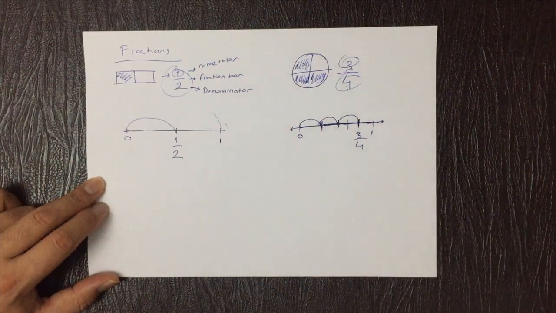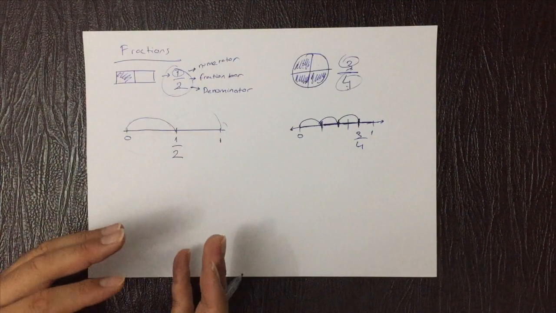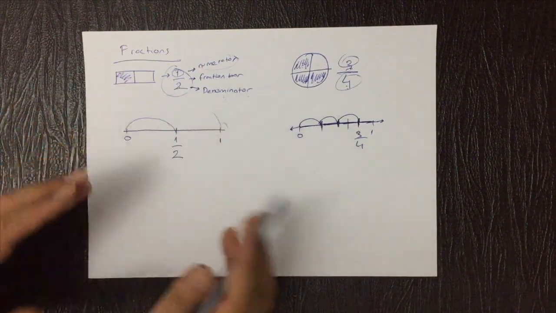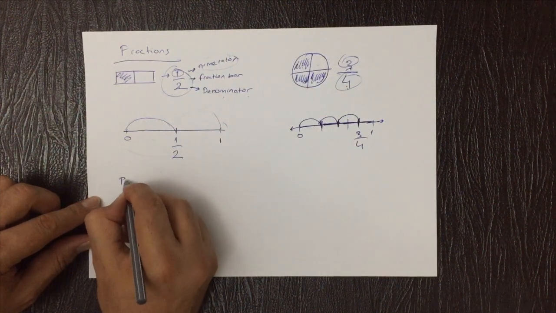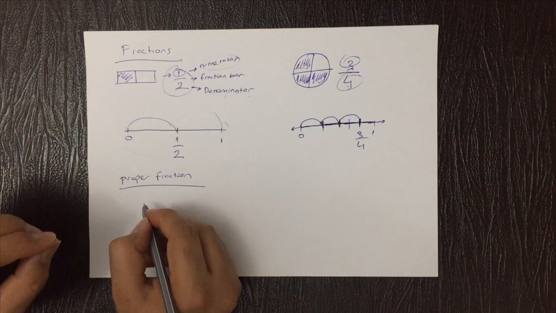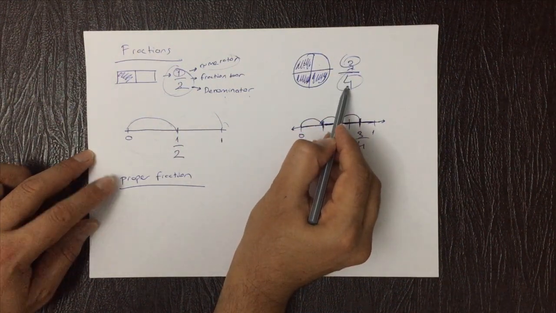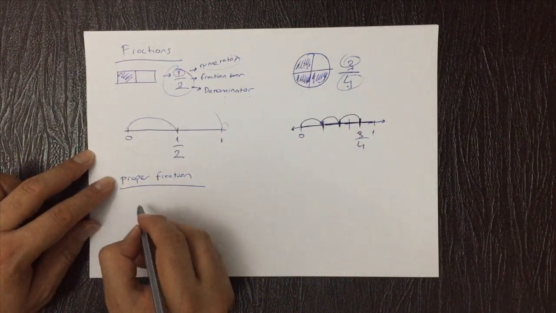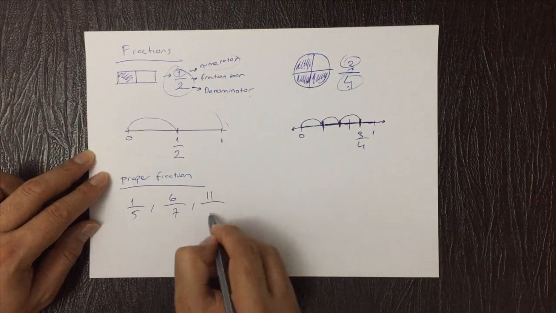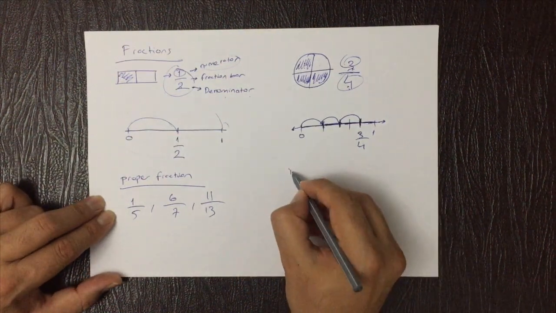Okay, so let's be quick. We have to come to comparing fractions, smaller than, greater than, because if the numerator is greater than the denominator, it is a different thing. So we will come to proper fractions. What is a proper fraction? If the numerator is smaller than the denominator, then it is a proper fraction, like basic fractions. For example, 1 out of 5, or 6 out of 7, or 11 out of 13. These are proper fractions, smaller than the whole, you will understand here.